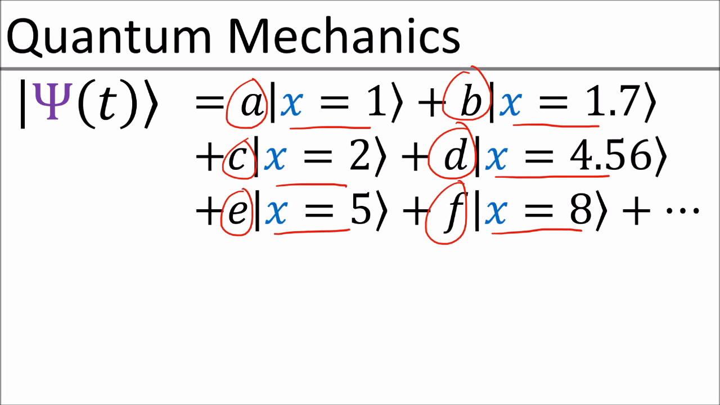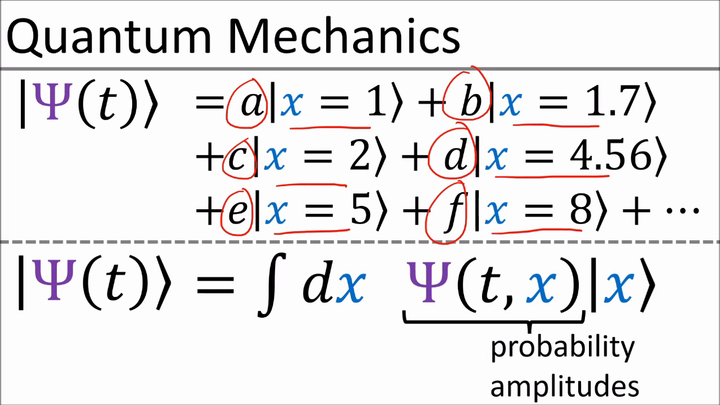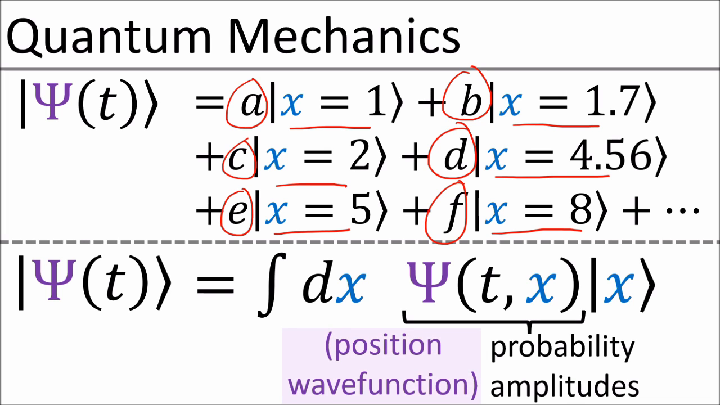Since x is a continuous variable, we should really write this sum as an integral over all possible position states, where the probability amplitude for each position is given by this function psi of t in x. This is also called the position wave function.